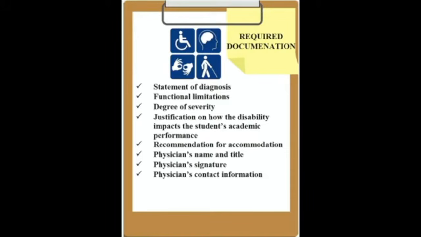The documentation must be written by a licensed and certified medical health professional within the last 3 to 5 years and must include the following: a clear statement of the student's disability, functional limitations, degree of severity, a justification on how the disability impacts the student's academic performance in the classroom, a rationale to support the student's request for academic adjustments or recommendation for accommodation, and lastly, the physician's information.